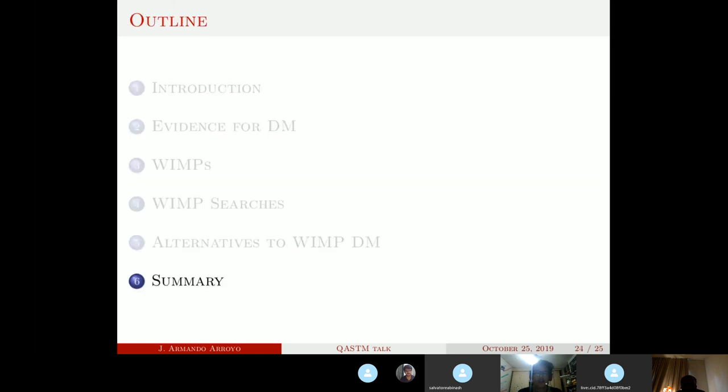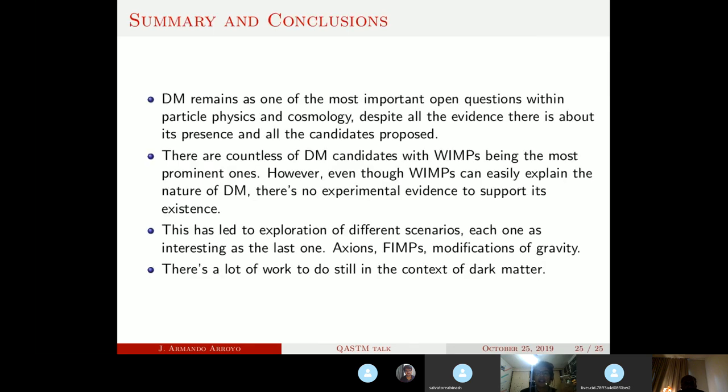I am just going to finish now. Like I said initially, the nature of dark matter is one of the big open questions in cosmology and also in particle physics. Even though we have a lot of candidates, and the most popular ones are the WIMPs, we haven't observed any of them. So this has led to the exploration of scenarios beyond the standard WIMPs, or even beyond the particle physics context. A lot of this sounds promising, but there is a lot of work still to do. It could literally be anything.